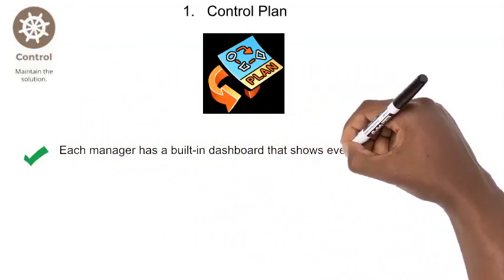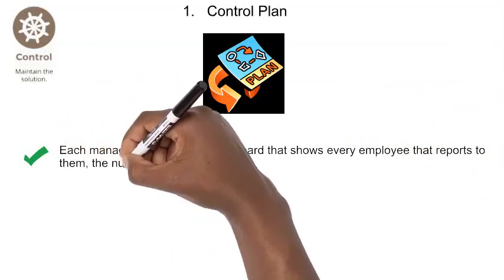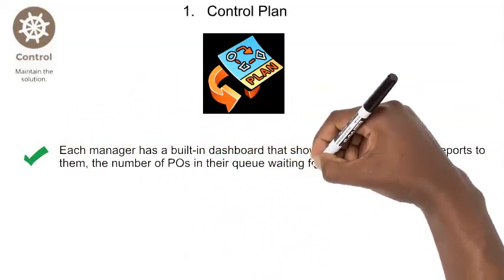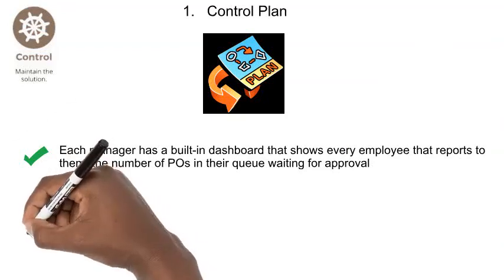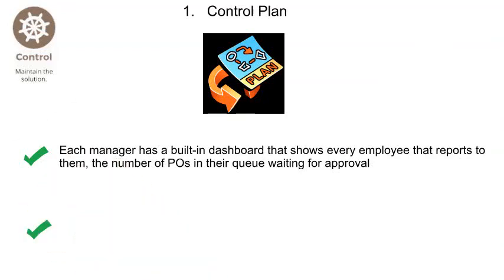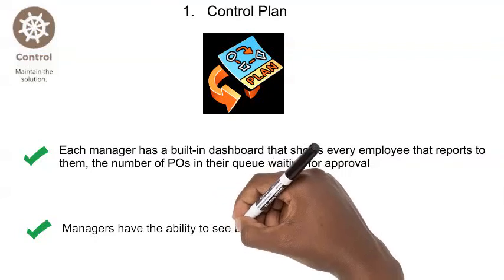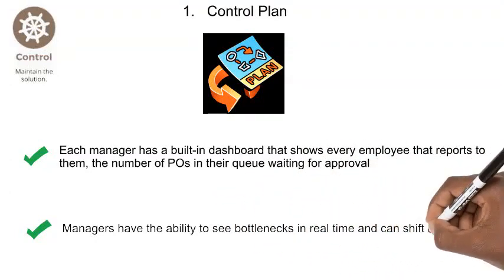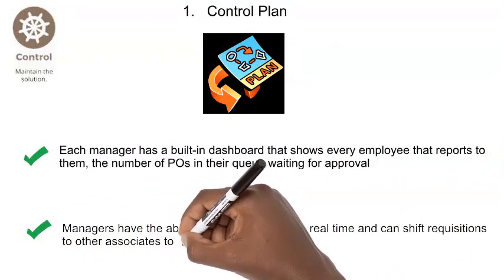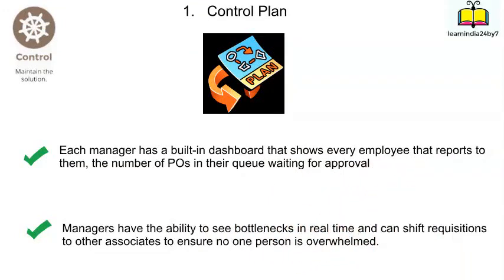Each manager has a built-in dashboard that shows every employee who reports to him and the number of POs in the queue waiting for approval. Managers have the ability to see the bottleneck in real time and can shift requisitions to other associates to ensure no one person is overlooked.